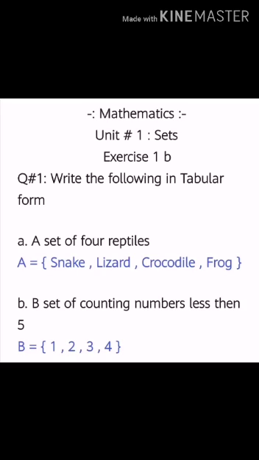B part is a set of counting numbers less than 5. I will write it as B. I have given the name of this set B. Sign of equality, braces, 1, 2, 3, 4 and braces close.